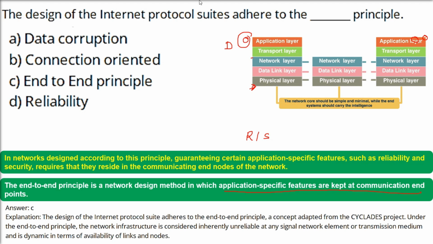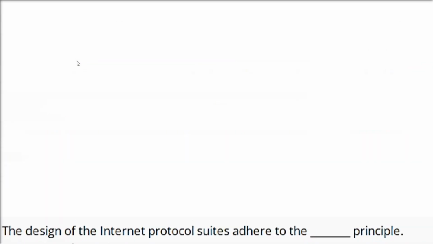Where has this concept come from? It has come from the Cyclades project. So under this end-to-end principle, the network infrastructure is considered inherently unreliable at any single network element or transmission medium, and is dynamic in terms of availability of links and nodes. We don't worry about that, because everything is changing. For example, the packets are going through different routes. So this is end-to-end, it has to be end-to-end.